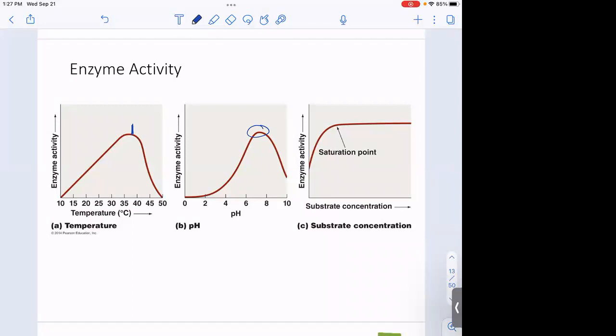Also, the substrate concentration, as well as the amount of enzyme molecules that are available, can make a huge difference as to how quickly the reaction goes. And that will saturate to a certain point. So you have more and more substrate and the reaction goes faster, but once you have the same number of substrate molecules or more as the number of enzymes, it doesn't necessarily get any faster. So just recognize there is a saturation point.